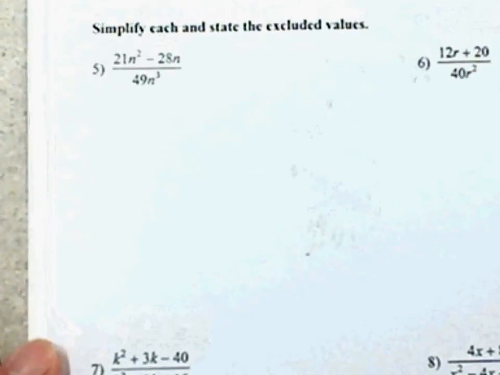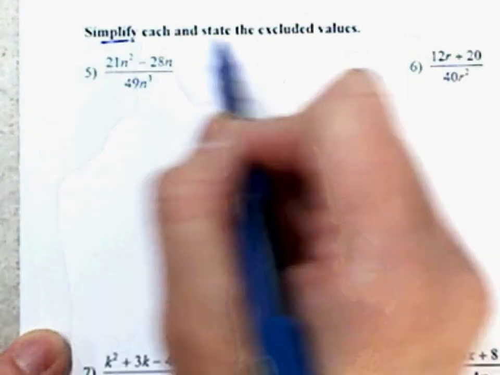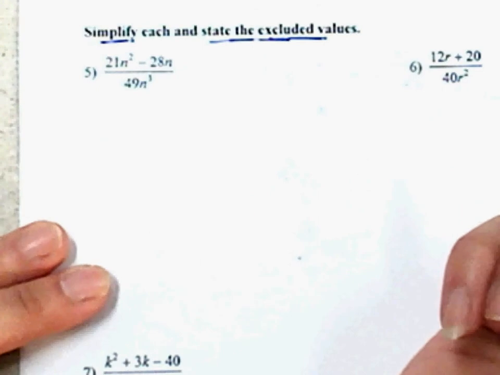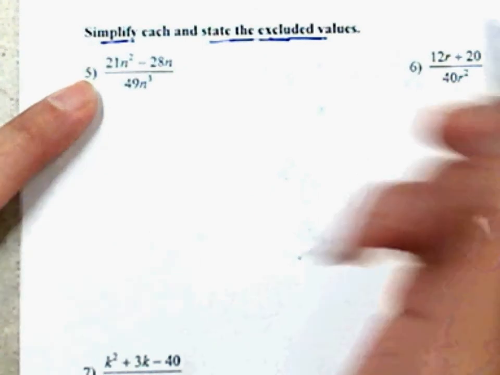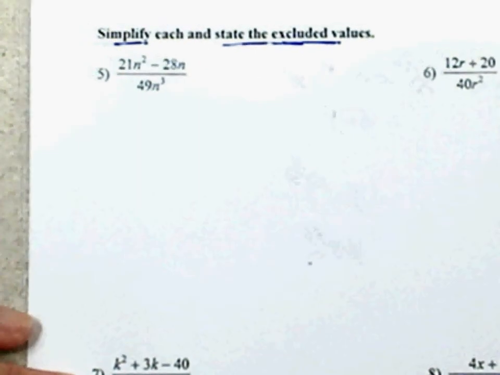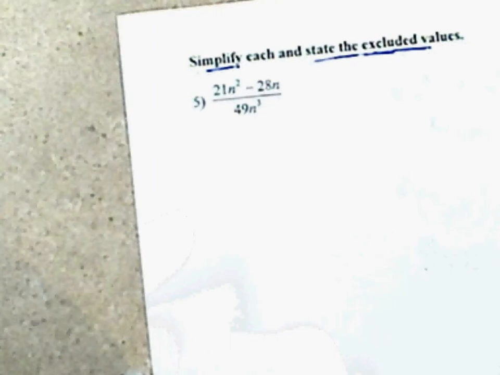All right. Let's go to page 2, number 5. Okay. On number 5, it says, simplify and state the excluded value. I'm asking you to write your excluded value. To simplify, let me show you guys a few things in case you don't know your multiplication well and you just need to use your calculator to help you.